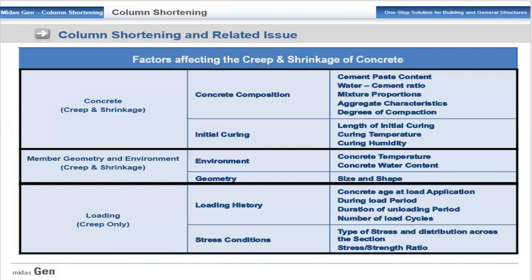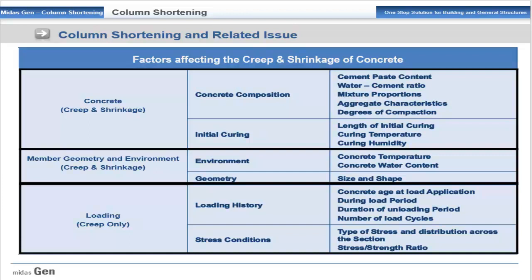In short, the factors affecting creep and shrinkage in case of material is the concrete composition, that includes cement paste content, water cement ratio, mixture proportions, aggregate characteristics, degrees of compaction, then length of initial curing, curing temperature, curing humidity. Then when it comes to member geometry and environmental factors, we have under environment concrete temperature, concrete water content. Then the geometry factors are size and shape.